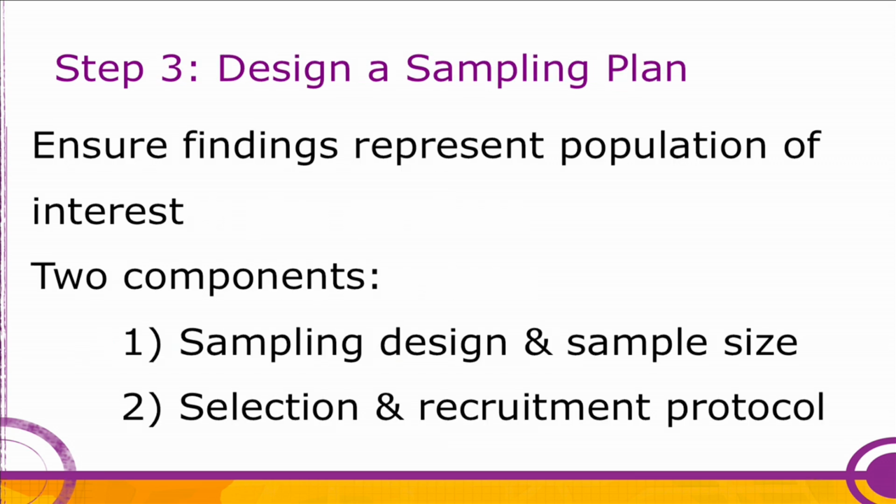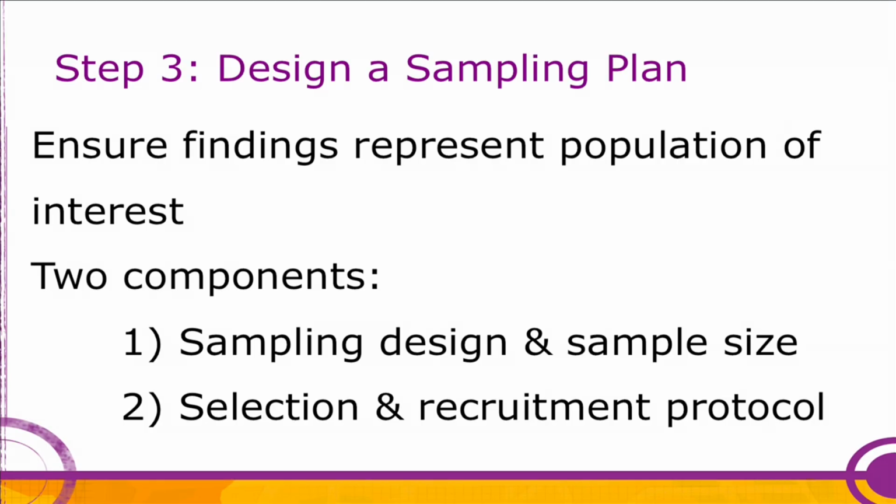Once you've chosen your study design, you need to start thinking about your sampling plan. A sampling plan ensures that the findings from your survey represent the larger population you're hoping to describe. A sampling plan generally has 2 components: your sampling design and sample size, which include deciding the pattern or method in which you'll select members from a larger population of interest, and also ensuring that you have enough people within your survey to make inferences about that larger population. The second step is developing your selection and recruitment protocol, which is essentially figuring out how you're going to choose actual people and get them to take your survey from that population.